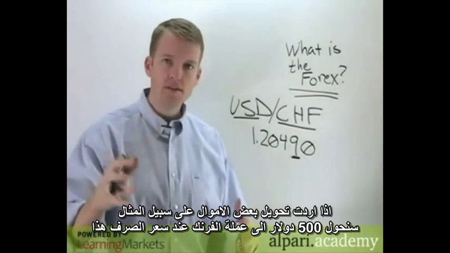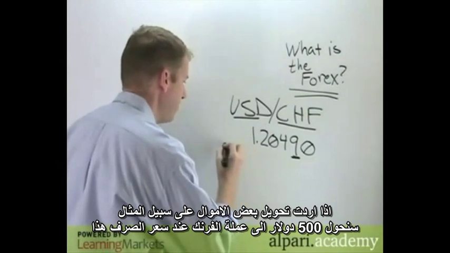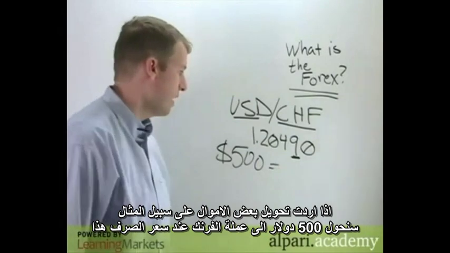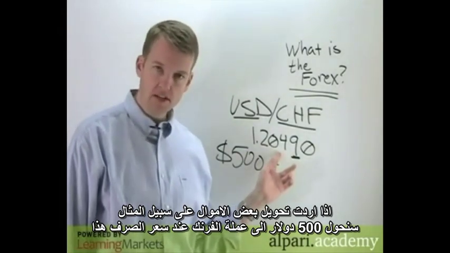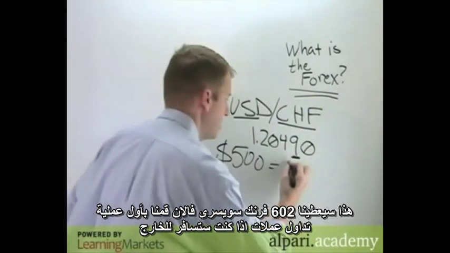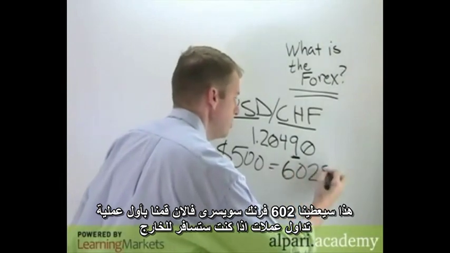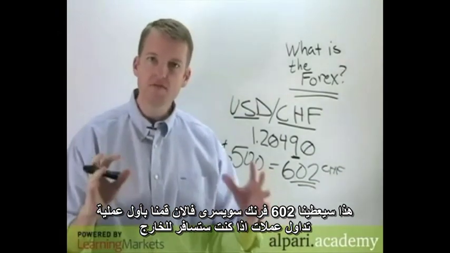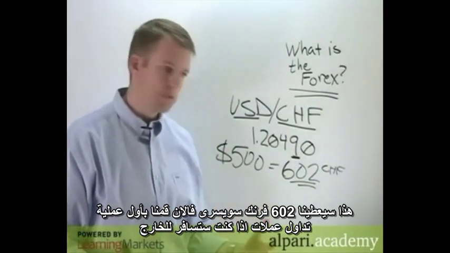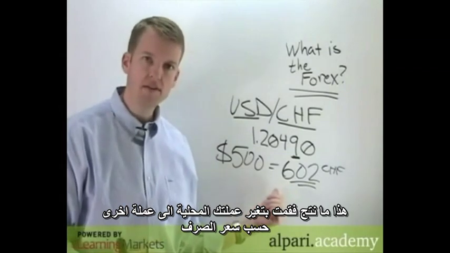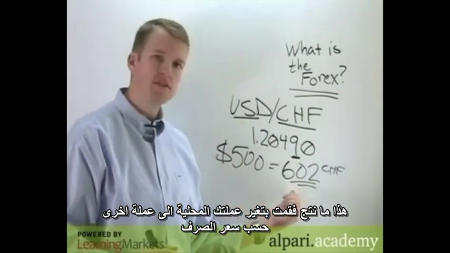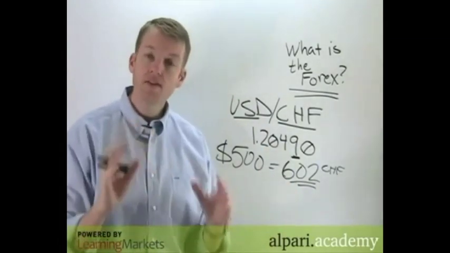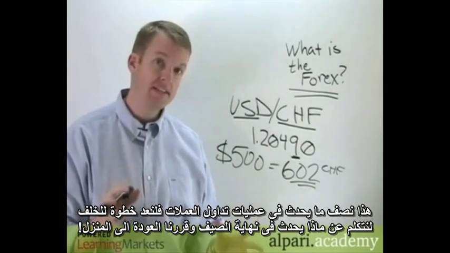Now if we were to convert some spending money, so let's say for example we're going to turn $500 worth of spending money into francs at this particular exchange rate. Well, that's going to give us 602 francs. Alright, so now we've done our first foreign exchange transaction. If you've ever traveled abroad, this is what you've done. So you've turned your domestic currency into another currency at the exchange rate. This is half of the foreign exchange transaction.